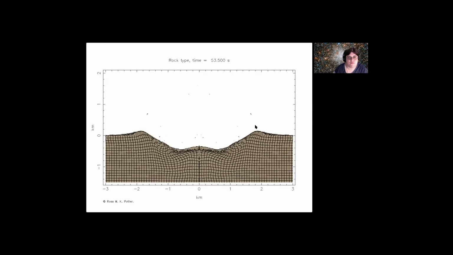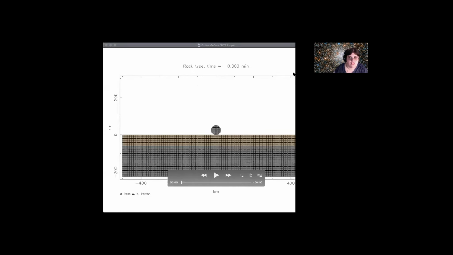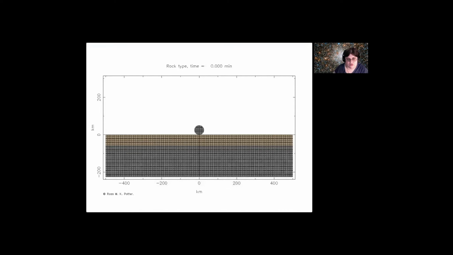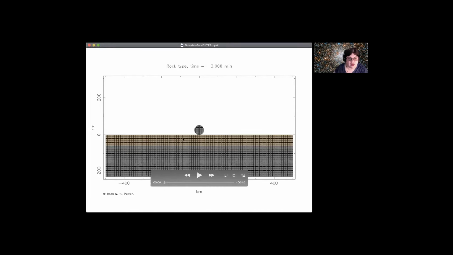All right, let's switch to a much bigger one. So now we're going to do a really big one. Let's look at Mare Orientale, the one that we were looking at as a multi-ring structure. Now notice the scale. We've jumped up to 500 kilometers across and 200 kilometers deep. You could even see that the model includes a crust and a mantle.